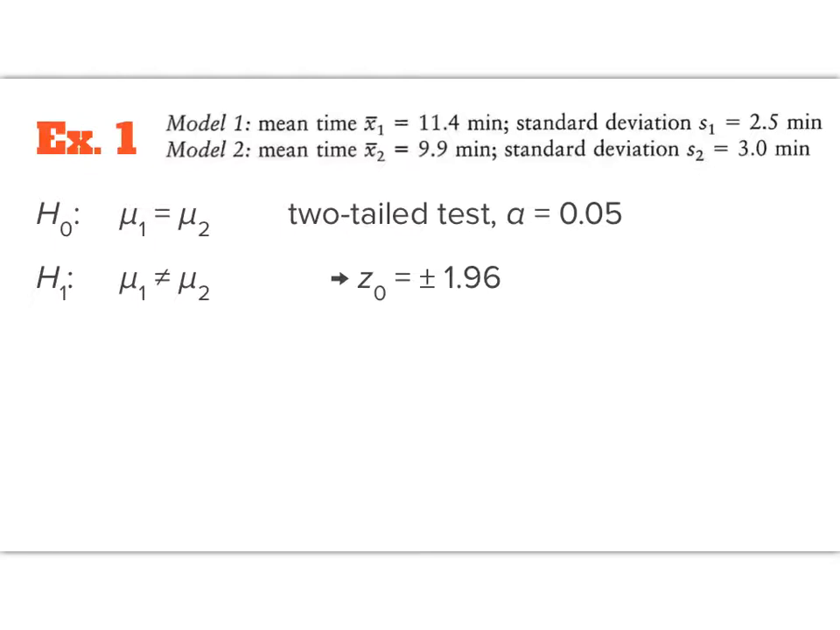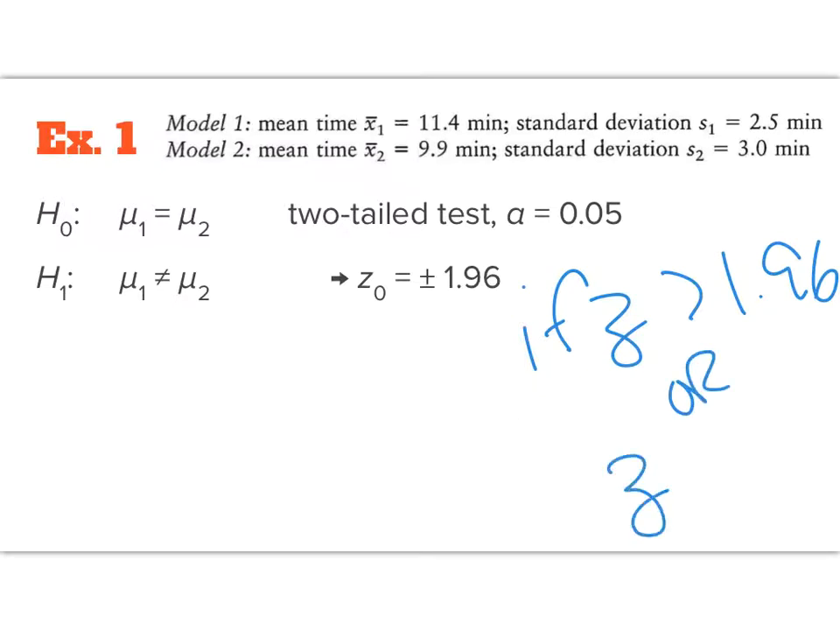So when we go and find the z-score in a moment, if we get a z-score that is bigger than 1.96, if z is greater than positive 1.96, or z ends up being less than negative 1.96, in those cases, we'll reject the null hypothesis. And if we can't do that, if we sit somewhere in the middle, then we will fail to reject the null hypothesis.